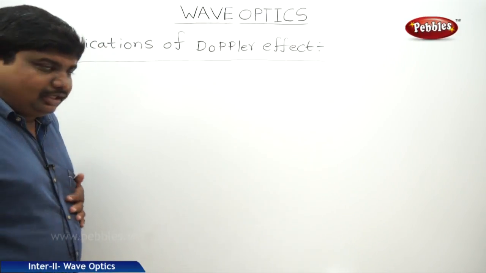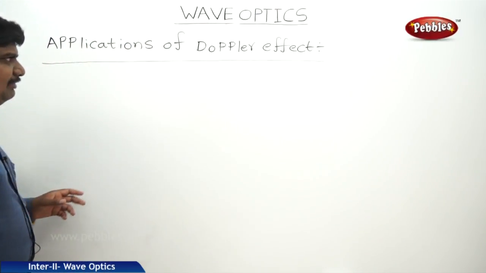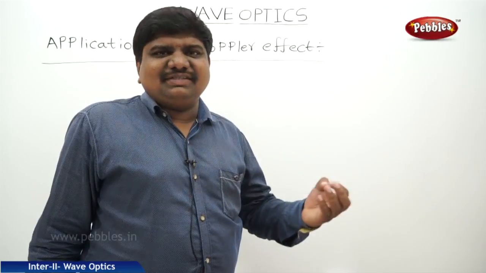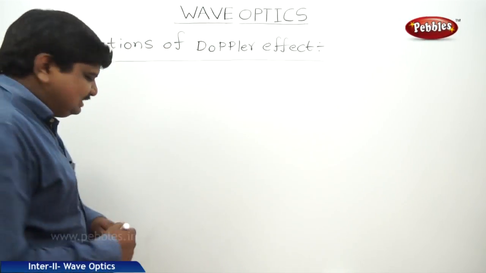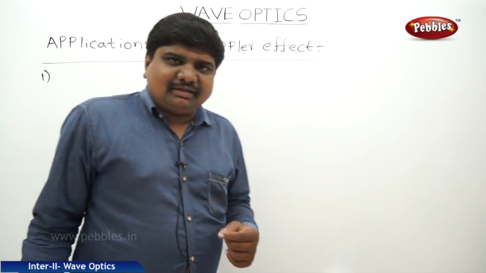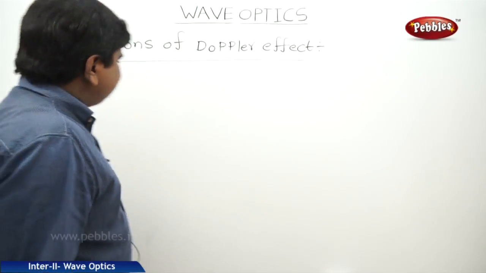The next concept we are discussing is applications of the Doppler effect. The Doppler effect explains the variation in the frequency with respect to the distance from the source to the observer. So what are the applications of this concept? The first application is that this Doppler effect is useful to guide the aircrafts.